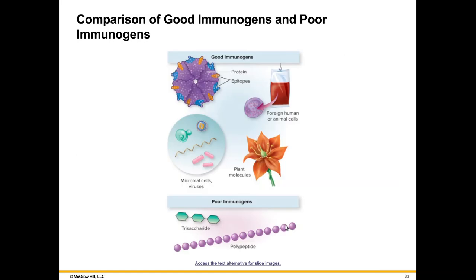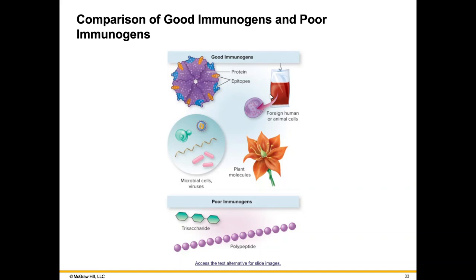So this shows you some examples of good and poor immunogens. So again, proteins are great immunogens. Microbial cells and viruses, bacteria. This looks like a yeast cell to me, budding yeast, virus. That looks like a spirochete or another spiral-shaped bacteria. We see plant molecules. They can be great forms of immunogens.